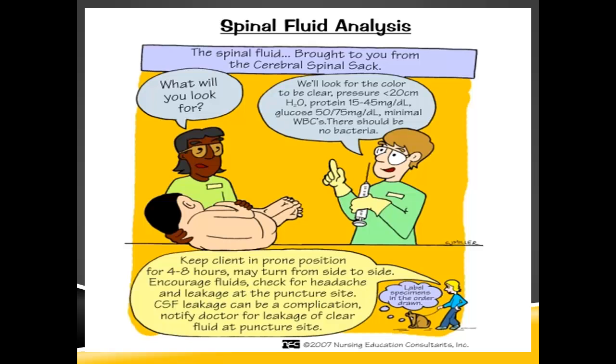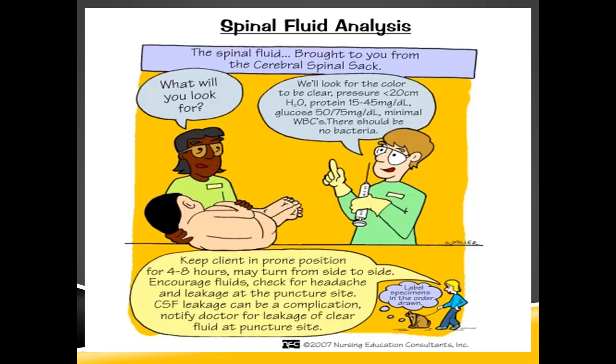The pressure should be less than 20 centimeters of water, protein 15 to 45 milligrams per deciliter, glucose 50 to 75 milligrams per deciliter, minimal white blood cells. There should be no bacteria. If there is, this is a sign of meningitis.